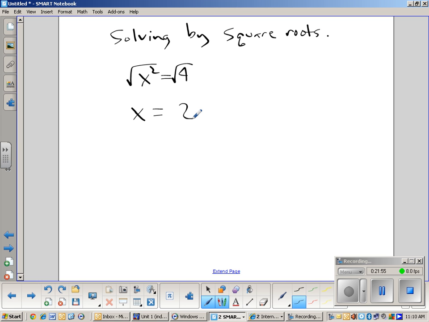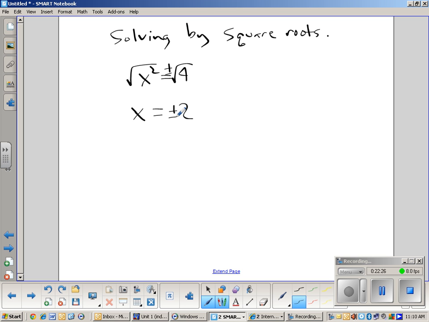Unfortunately, 2 is not the only answer. Because 2 is not the only number that I can multiply by itself and get 4. Yes, a negative 2 and a positive 2 both could be multiplied together to give me 4. And so anytime you square root both sides, you have to understand you're going to get a positive and a negative answer. Okay? A positive and a negative answer.